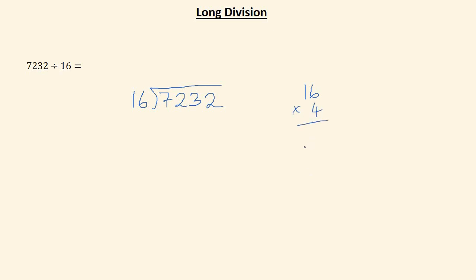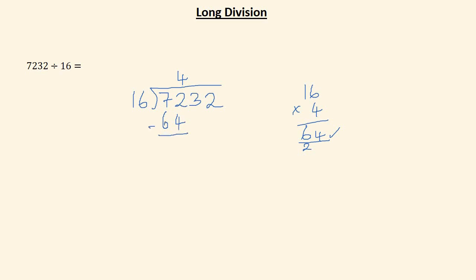So 6 times 4 is 24, carry the 2, write down the 4, and 1 times 4 is 4, plus the 2 gives us 6, so it's 64. So you can see that 16 does go into 72 4 times because there's not enough there to give you another 16 to go up to 72. So we put a 4 on the top, and it's important it goes above the 2 because it was 72 that we went into. And then underneath we write down what 16 times 4 is.